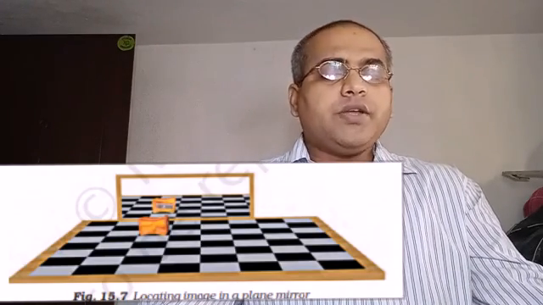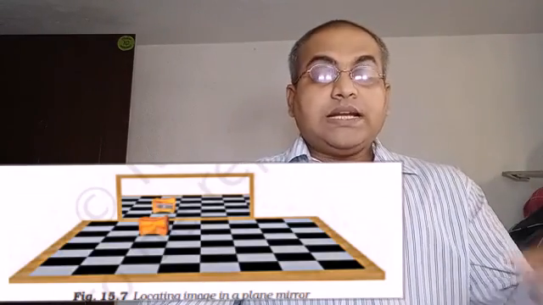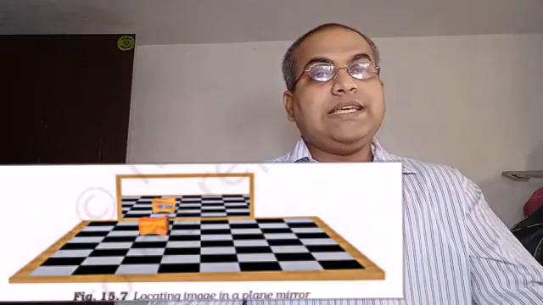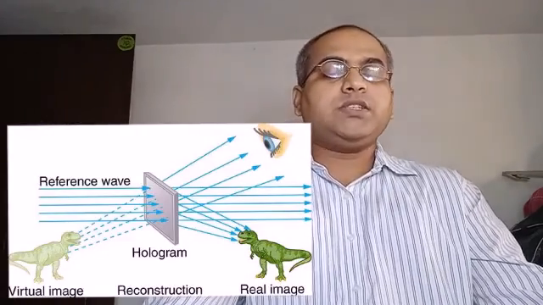Now coming to the virtual image. Just the opposite of that, a virtual image cannot be obtained on a screen. It is formed by light rays that seem to pass through the screen, but do not pass. It is always erect and laterally inverted. Always erect means straight, properly straight, and laterally inverted.